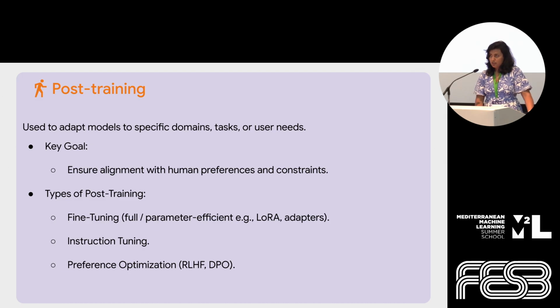Okay, and then we talk about post-training. So post-training is used to adapt models to specific domains, tasks, or user needs. And the main point here is to make sure it's aligning with human preferences. And how do we do this? There's basically three overarching ways. You can either fine-tune the full model or do some sort of LoRA or adapters, which Ivan talked about. There's instruction tuning, which is super important because this is what makes the model actually listen to you and respond in the style you want. That's what makes the difference in how robust the model is at following instructions.